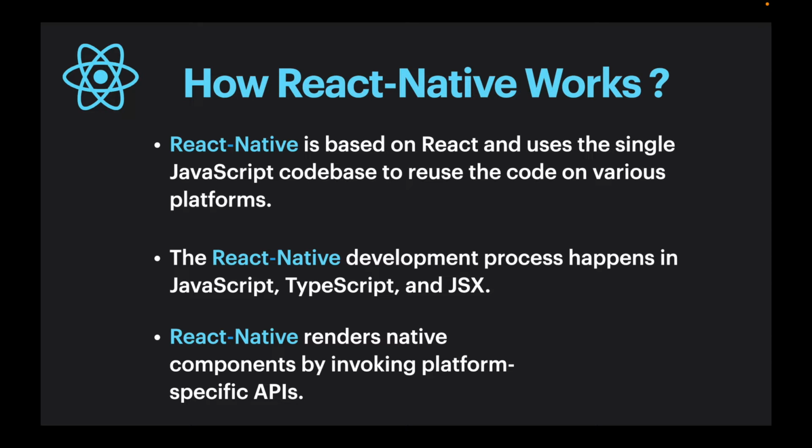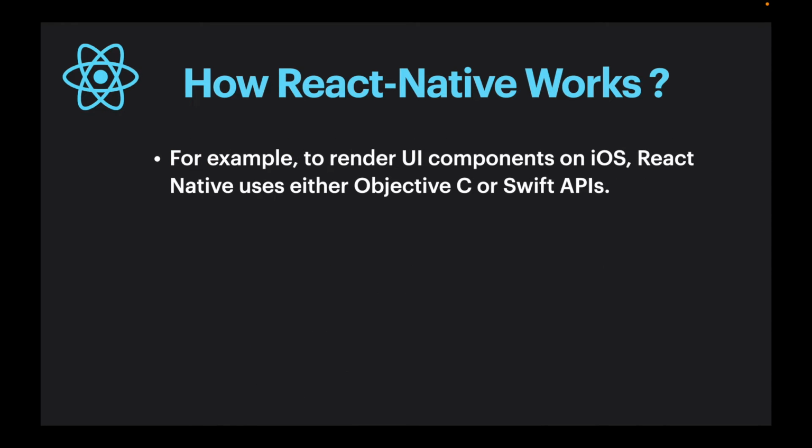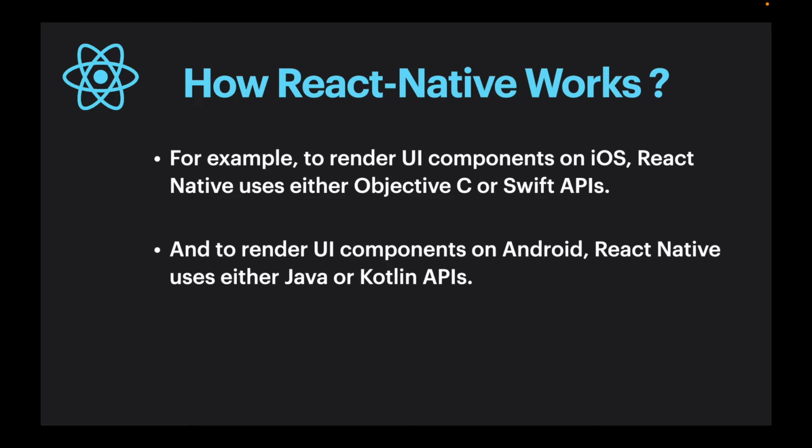Suppose we want to run the application on iOS devices, then React Native invokes the iOS API, and when we want to run the application on an Android device, then React Native invokes the Android-specific API. For example, to render UI components on iOS, React Native uses either Objective-C or Swift API, and to render UI components on Android, React Native uses either Java or Kotlin API.